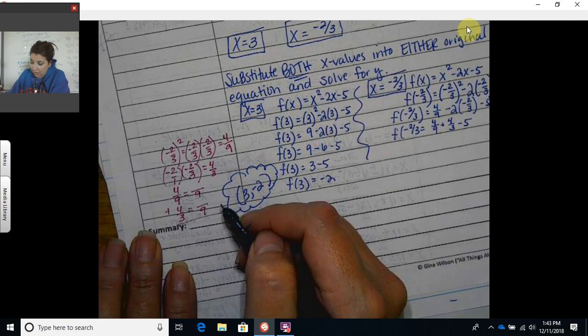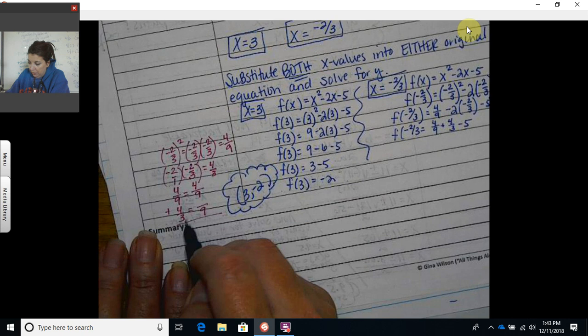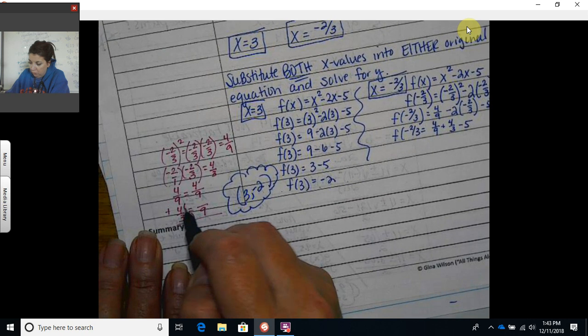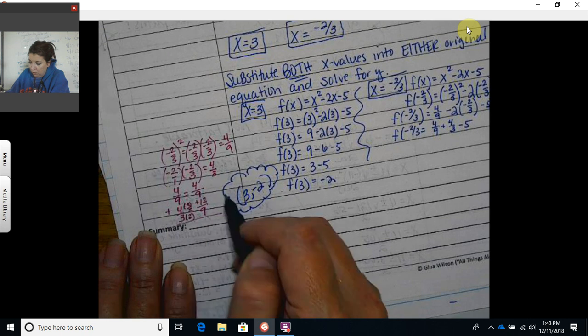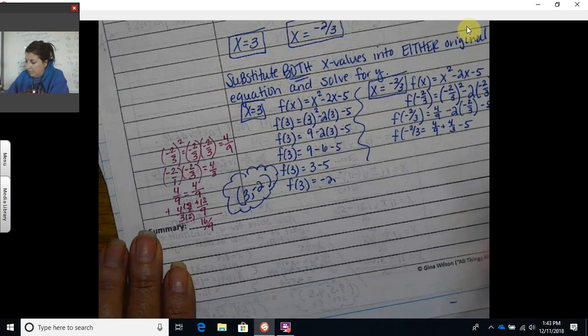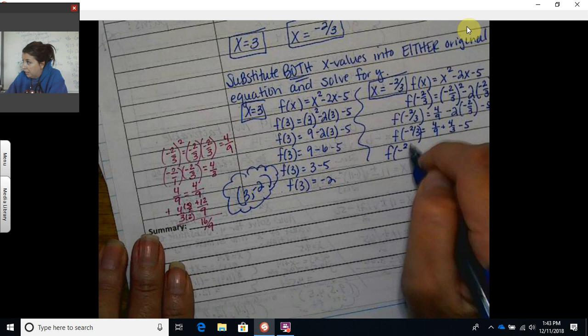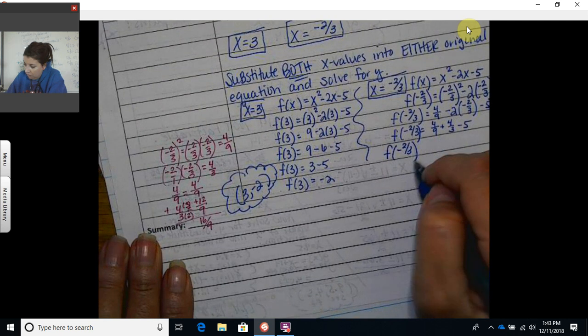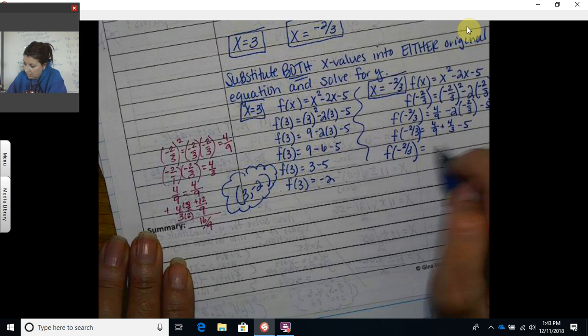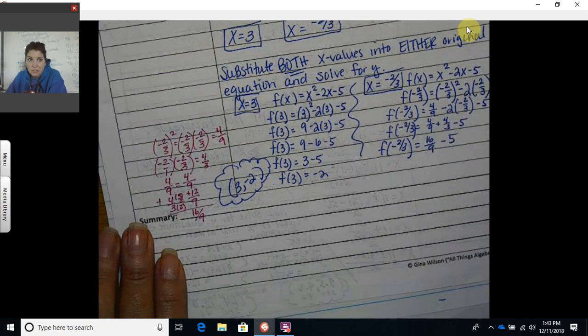And the top fraction, the denominator did not change, so the numerator won't. The bottom, I multiplied the bottom by 3 to get 9, so I have to multiply the 4 by 3, and that's 12. So 4 plus 12 is 16/9, and that does not reduce. Just added two fractions together. 4/9 plus 4/3 is 16/9 minus 5.